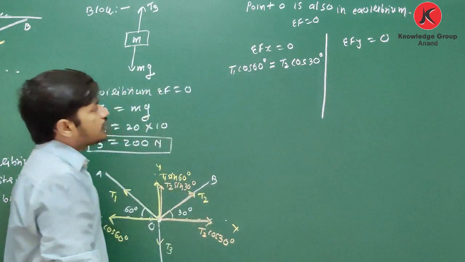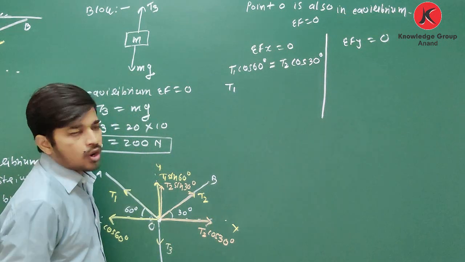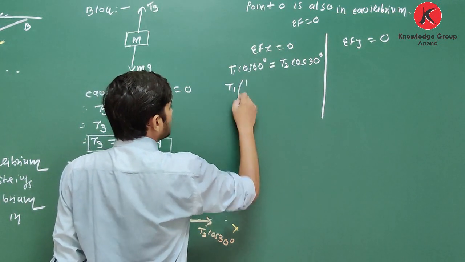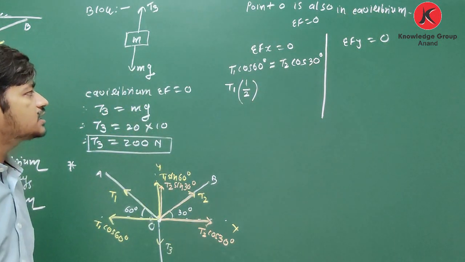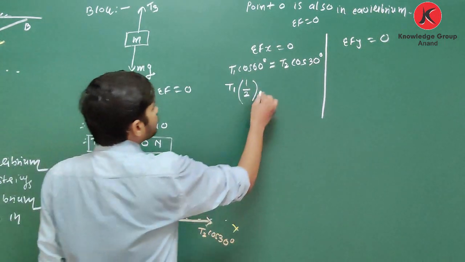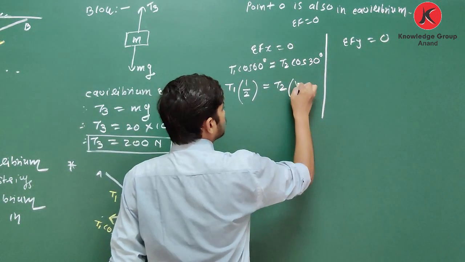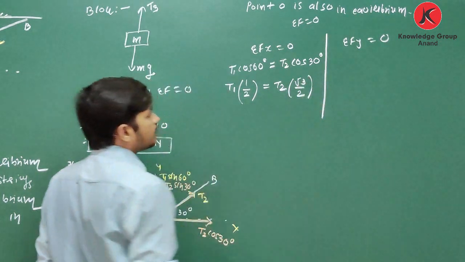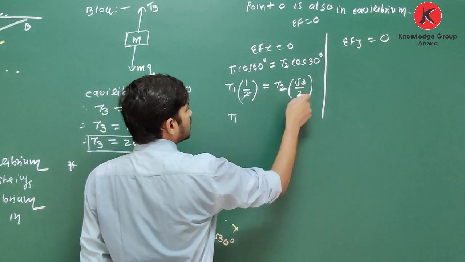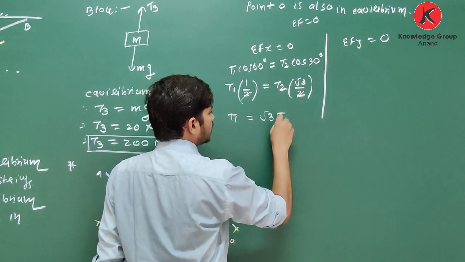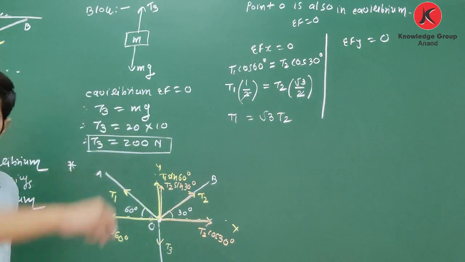Clear about this? Now we know the values of cos 60 and cos 30. Here it is T1 cos 60. Cos 60 means here it is 1 by 2, is equal to T2 cos 30. Cos 30 means here it is root 3 by 2. So yes, 2 and 2 cancel. So T1 is equal to root 3 T2. We obtain the result. Clear about this?